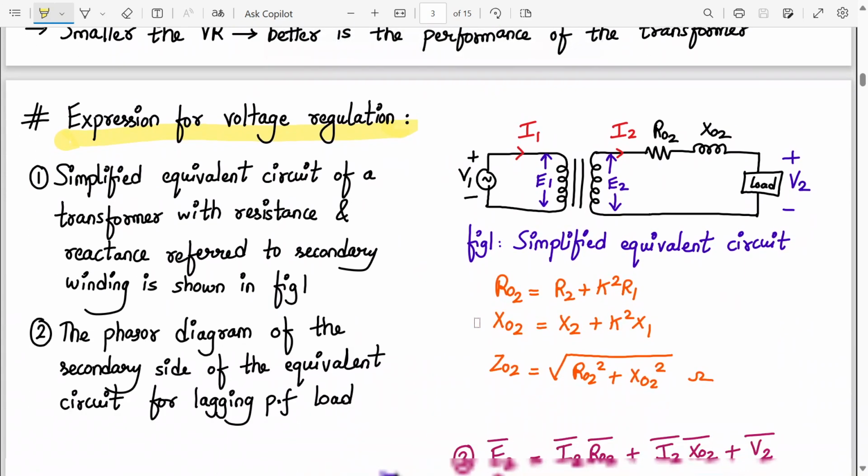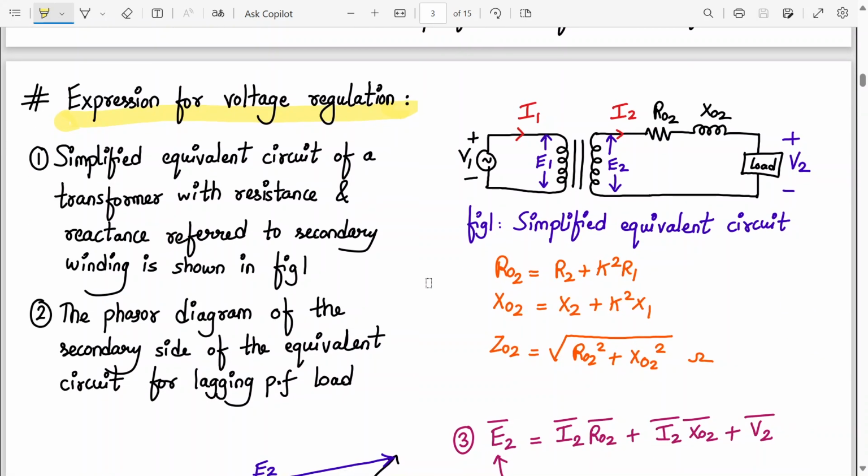No need to write these things, just listen. This is the simplified equivalent circuit of the transformer with the resistance and reactance referred to the secondary. As shown earlier, R1 plus X1 will be transferred to the secondary side by multiplication of K square. So R02 will be R2 plus K square R1, X02 will be X2 plus K square X1, and Z02 will be the square root of R02 square plus X02 square. This we have seen already.